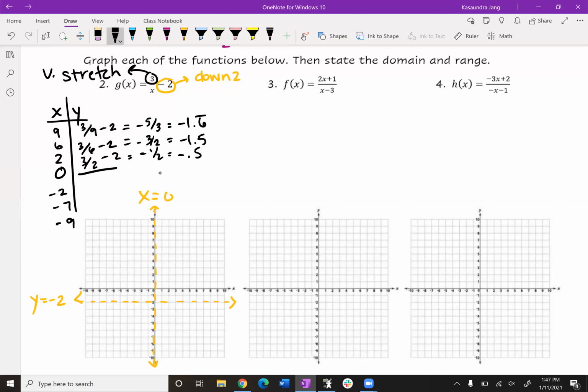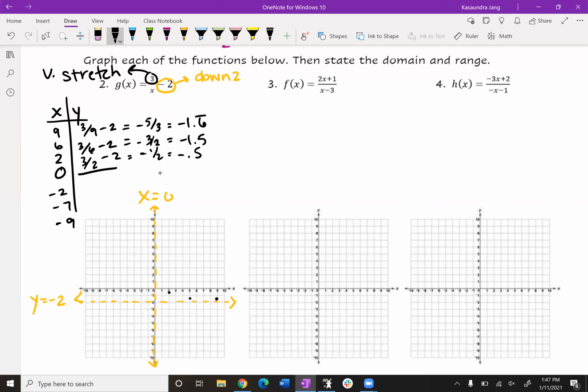I'm going to plot these points here. X was 9, my Y was -1.6 repeating. Super close to the -2, but it's a little above it. At 6, I had a -1.5, not much higher. Let's see. At 2, we got a -0.5. All right, I see a little bit of the curve.